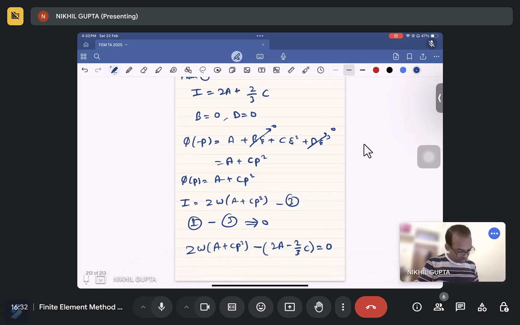So now 2aw minus 1. We have w as unknown, we have p as unknown. So we require one more equation. 2aw minus 1 is 2cwp square minus c.